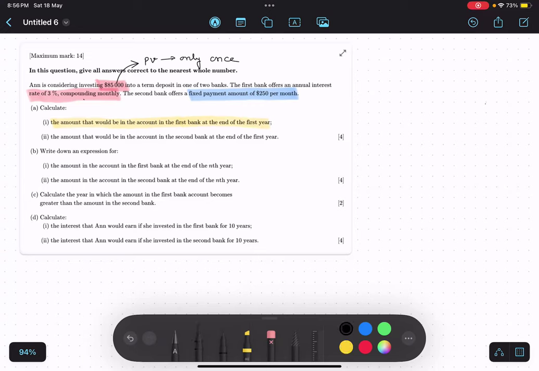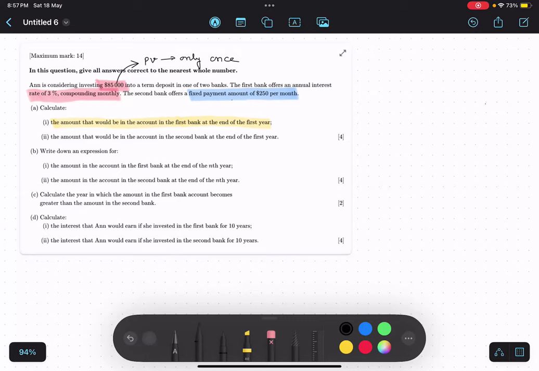When we are talking about compound interest, you can go to your GDC and use the financial solver to solve this question. When they say fixed payment, like simple interest every year, you can simply multiply 250 rupees every month by 12 months, which is 1 year. This is the amount you get in 1 year. At the end of the first year I don't need to multiply anything else, so that gives the amount of the first year for the second bank. Is that clear?